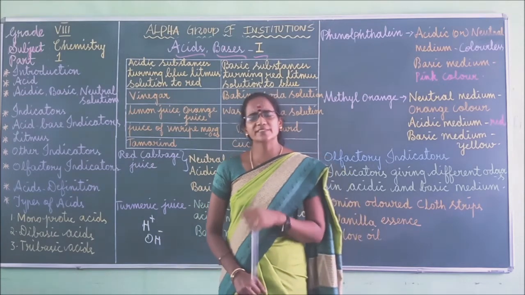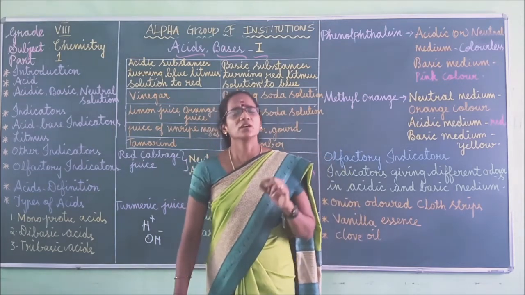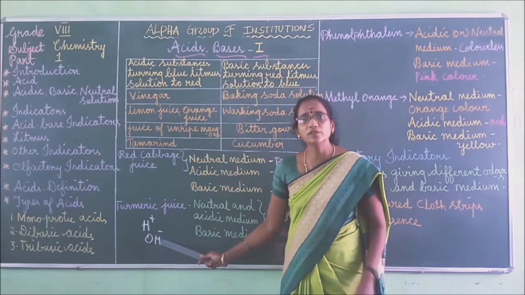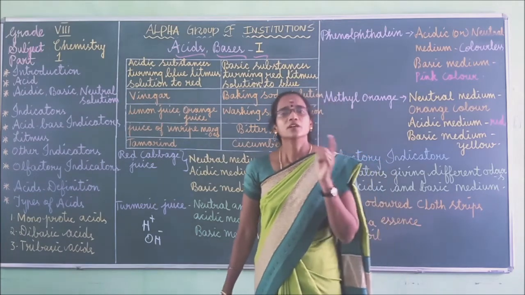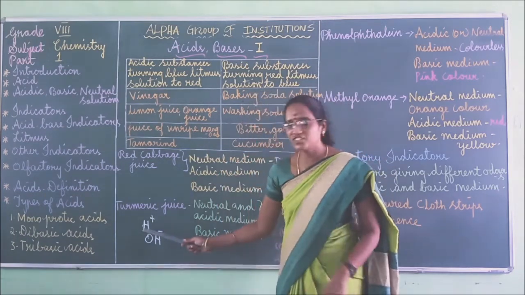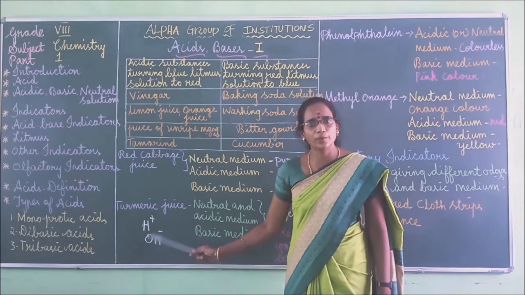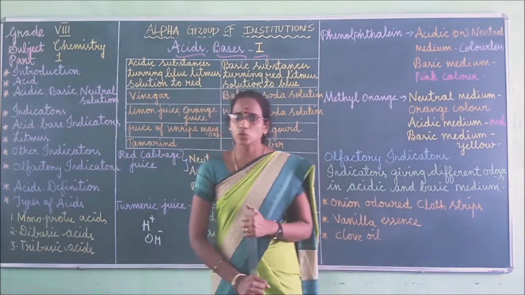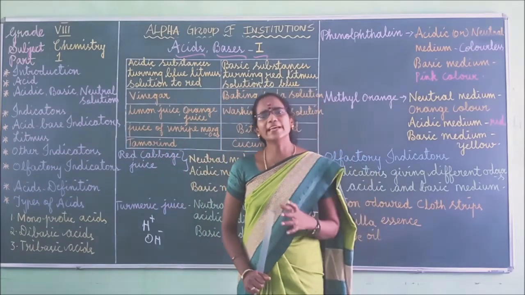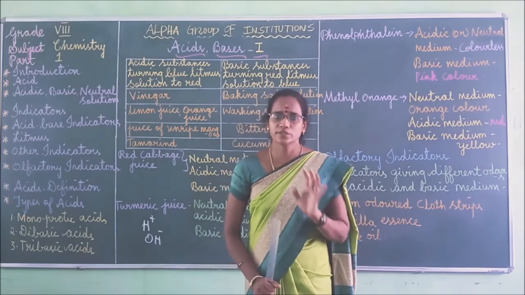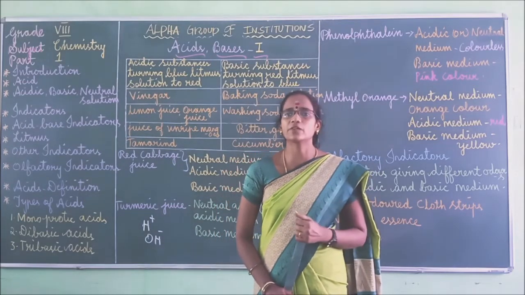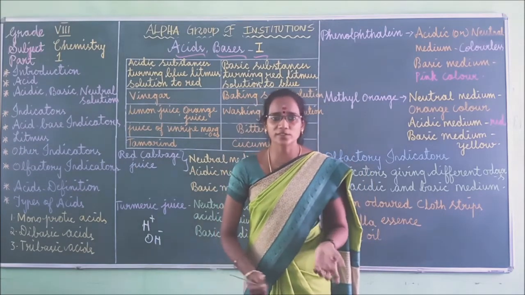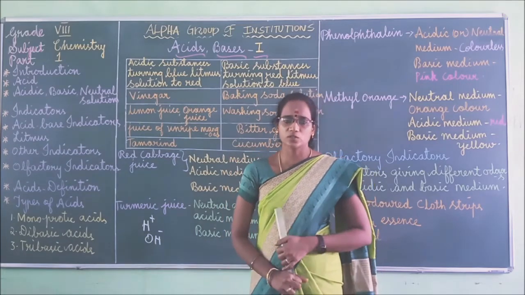Neutral solution means in this solution the concentration of hydrogen ions as well as hydroxyl ions will be equal. So if the concentration of hydrogen ions and hydroxyl ions is equal, then it comes under the category of neutral solution. And its pH range will be equal to 7. Example, salt solution and sugar solution. We can give these as examples for neutral solution, right?